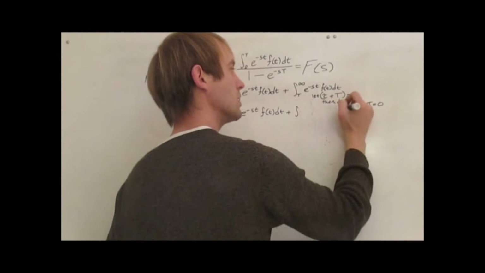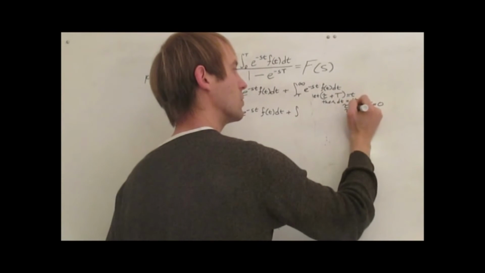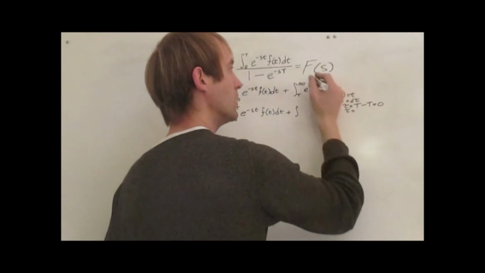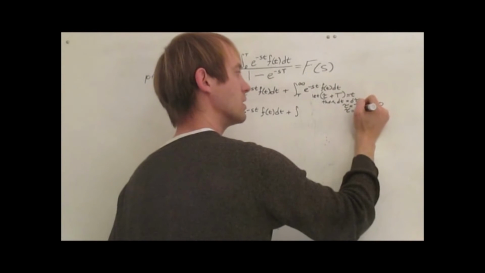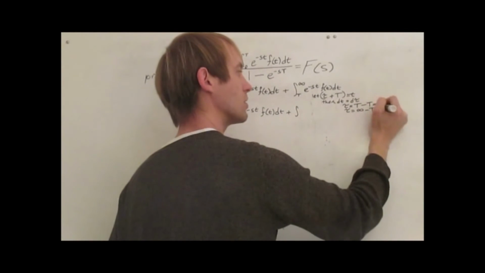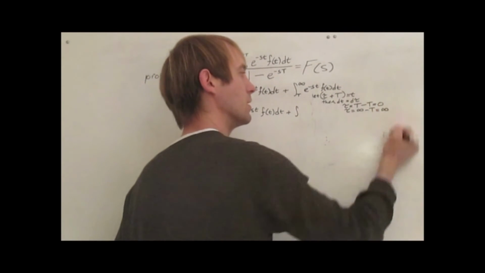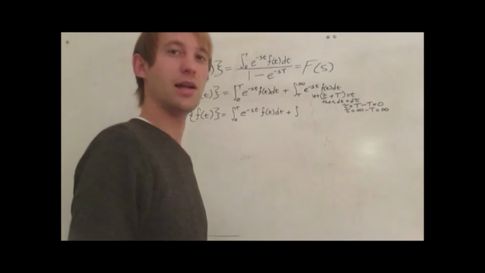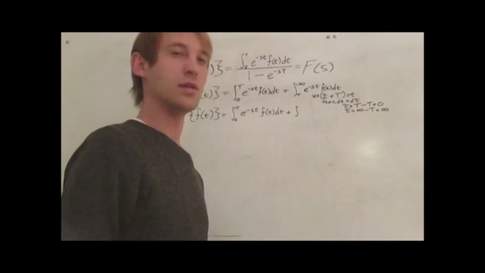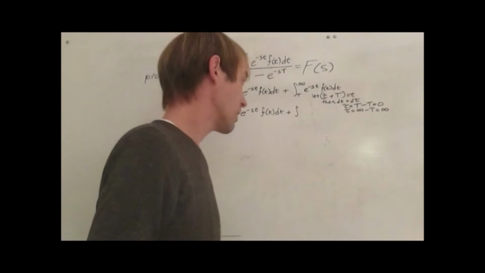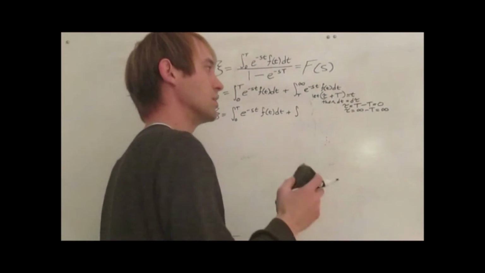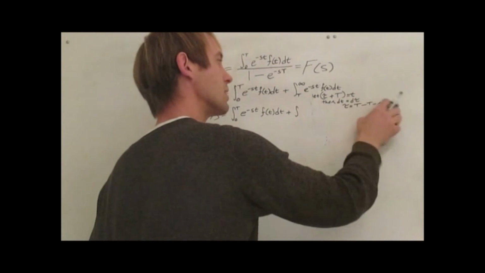And for our upper limit, we have tau is equal to, plugging infinity in for t, infinity minus capital T, which is equal to infinity. Infinity plus or minus any constant number is still going to be infinity. It doesn't change its nature. So 0 to infinity are our new limits.